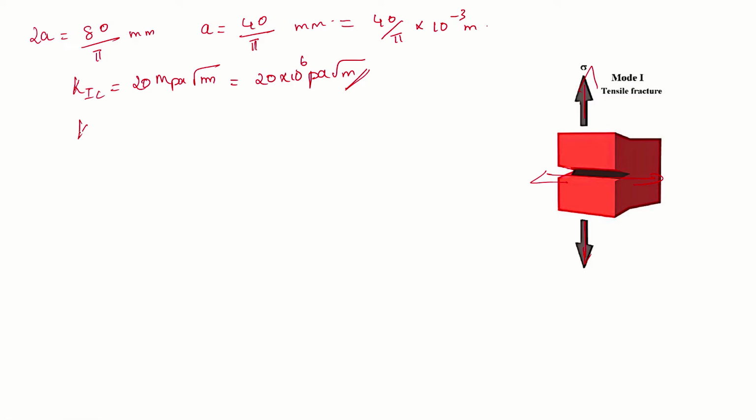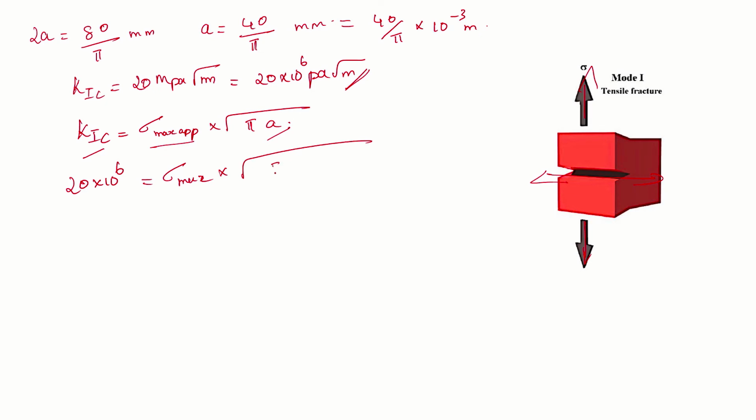The fracture toughness formula is given as maximum applied stress into square root of pi times crack length. So the fracture toughness is given, the crack length is given, and we have to find the maximum applied stress, which is very easy as we just have to directly include the values. Fracture toughness is 20 into 10 to the power of 6. This equals sigma max, which is what we need to find, into square root of pi into 40 by pi into 10 to the power of minus 3. Pi gets cancelled.